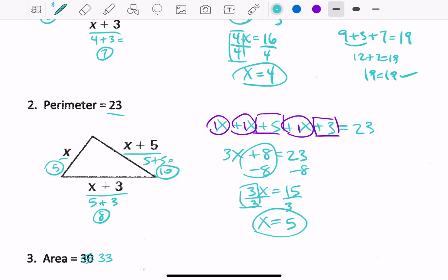And if I check, 10 plus 8 plus 5 should be equal to 23. I know 10 plus 8 is 18, and 18 plus 5 is 23. So it's good. Okay, next one.